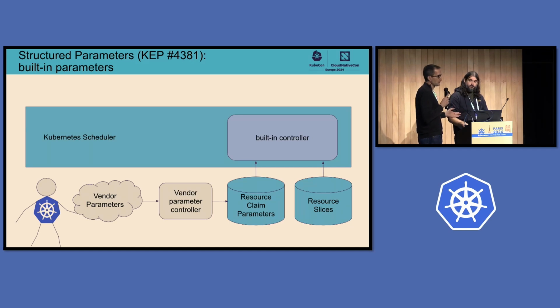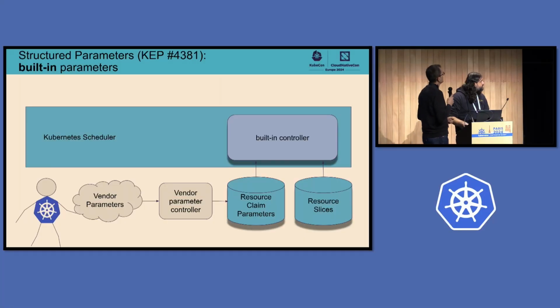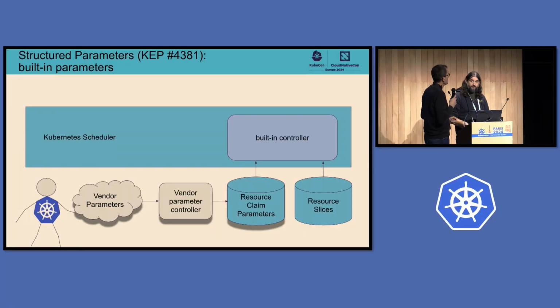For the user, it almost looks the same. They still create a vendor CRD with their parameters, and the job of the vendor driver now is to translate those CRD parameters into the entry format. It doesn't need to be that way. We could also allow the user to create the entry object directly, but we see some value in doing it this way. So that's the current approach, the current process.